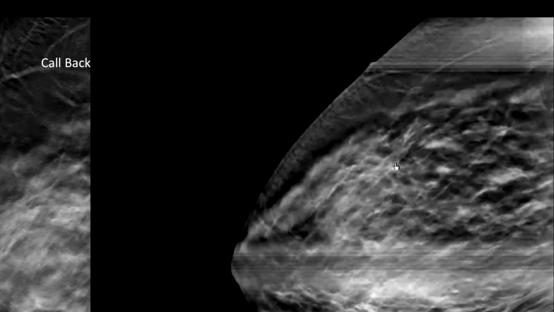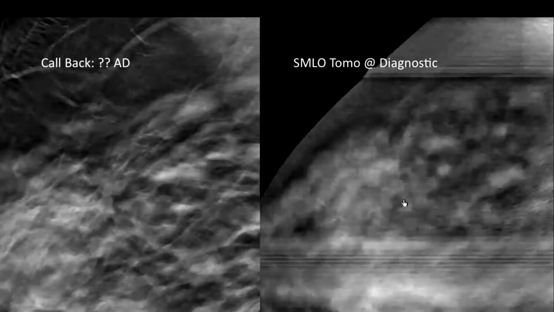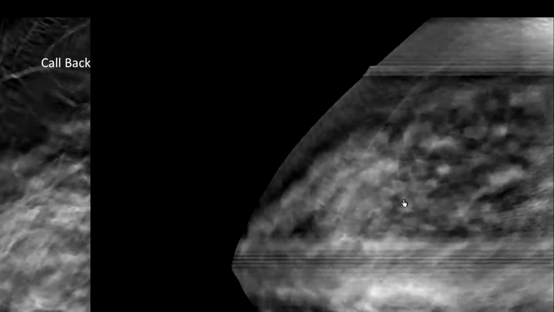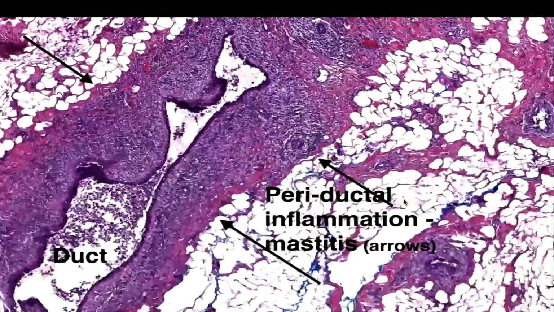Okay, these are lines coming through, and again, all of the lines in this area are coming through, and again, we're not getting any straight lines in a spoke wheel fashion. This actually really did, well, I think we're just going to move on. Because of tomosynthesis, I think it's now also harder to figure out when it's not architectural distortion, for the same reason as why we're actually seeing it.